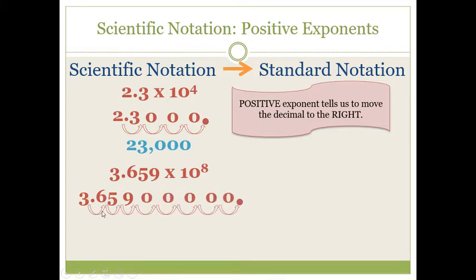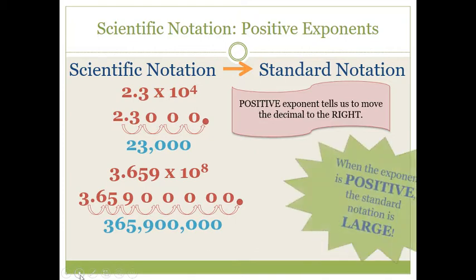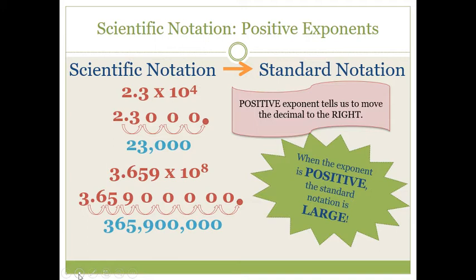All right, so we move it to the right, and notice how I'm filling in the zeros for the places where I didn't have anything. So we're adding those zeros. And we end up with 365,900,000 in standard notation. All right, so basically when the exponent is positive, the standard notation is going to be a large number.